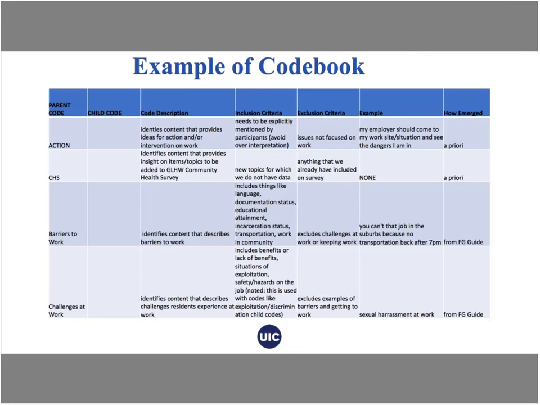These are some codes from a work study, a study on precarious work, where we have code definitions, inclusion criteria, exclusion criteria, and examples. And then we keep track of how it emerged, because in this research we had some a priori codes, but some that emerged from debriefing processes because it was participatory research. We engaged in listening to the data with our community research partners and came up with more inductive codes that way.